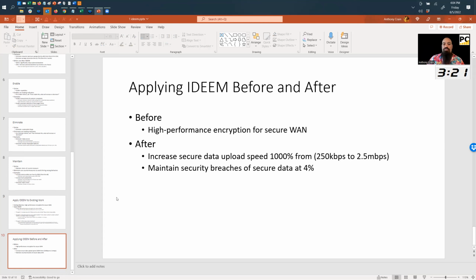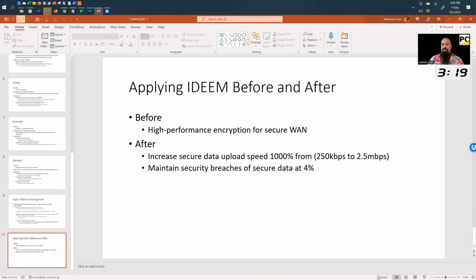Okay. So in the end, we started with before high performance encryption for secure WAN, and after we had an increase of secure data upload and a maintained security breaches with the corresponding numbers there. So that is an example of applying IDEEM thinking to someone's existing work. I have way more exciting examples than this. I just did one today, but that's what I had handy, so that's what we used.